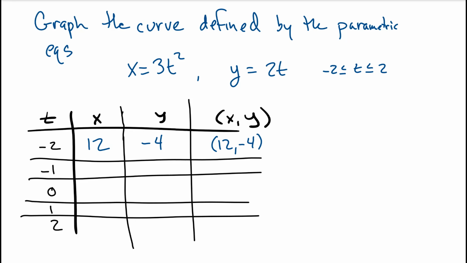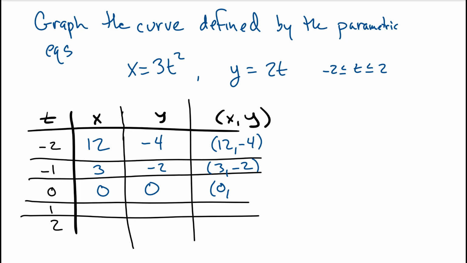Now let's pop in our -1 into both of them. One more time, we're going to go -1 into this and into that so we can pop our answers in. And what do we get? -1 squared is 1. 1 times 3 is 3. -1 into the other one, we get -2. Hence we get the point 3 comma -2. I'm going to speed up a little bit now.